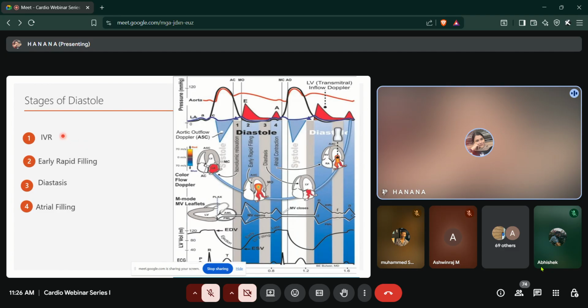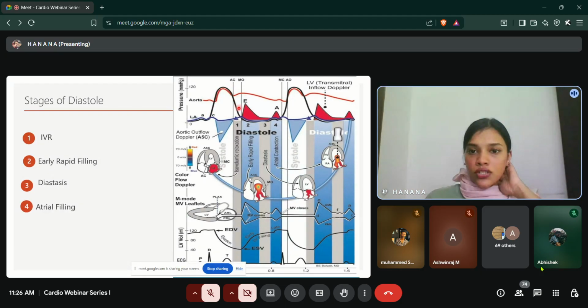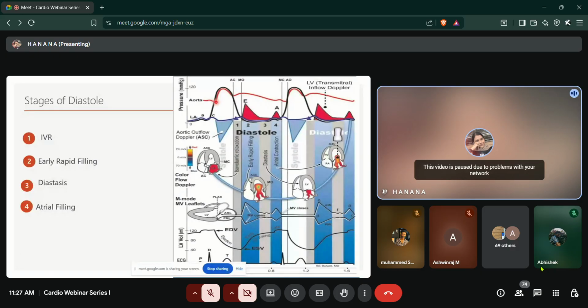Now, stages of diastole. IVR is the isovolumetric relaxation phase. Here we can see the black line denotes the LV pressure, and the red line denotes the aortic pressure. The LV pressure is higher than the aortic pressure, so this is the phase where systole happens. From the high pressure LV, the heart is pumping blood into the aorta, which is systole.